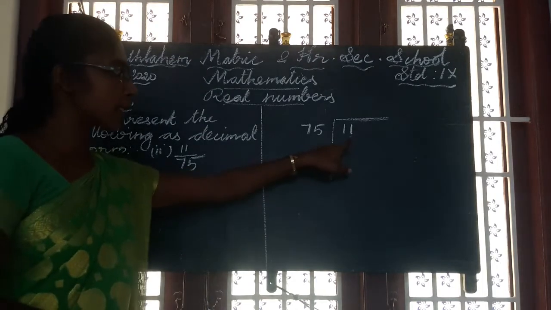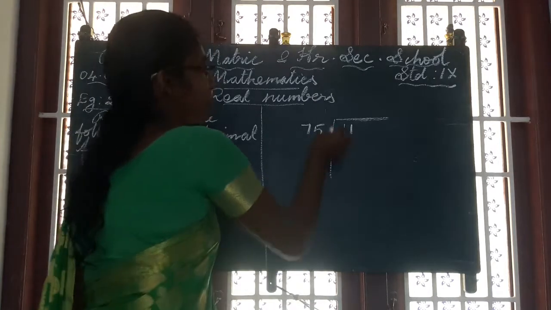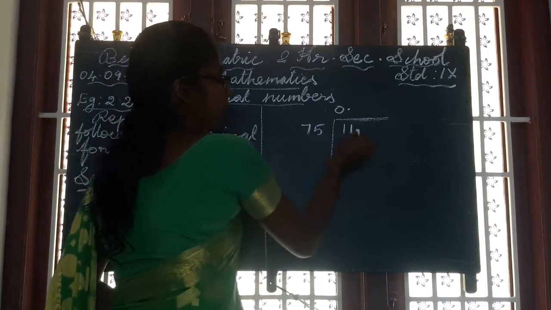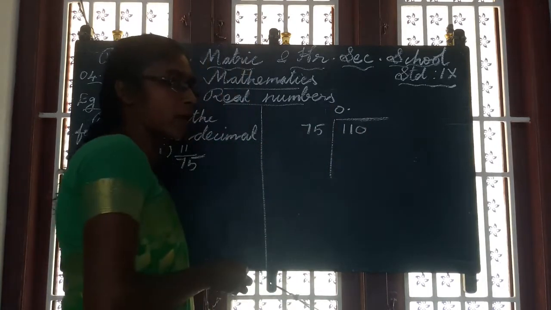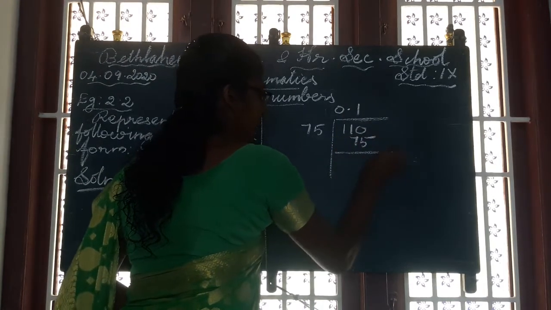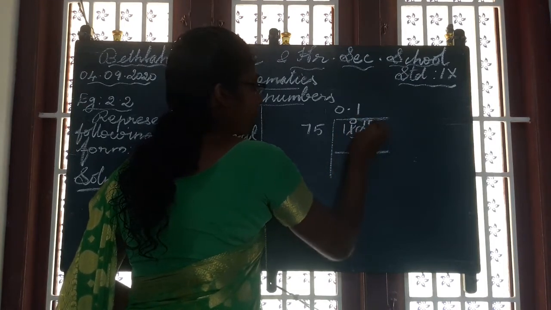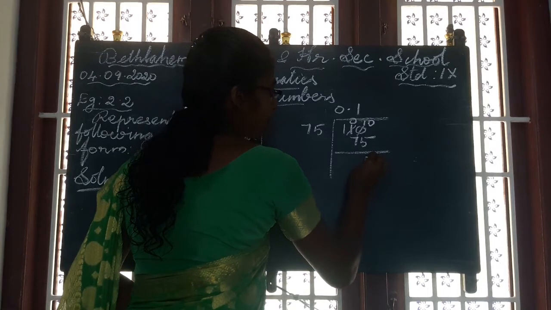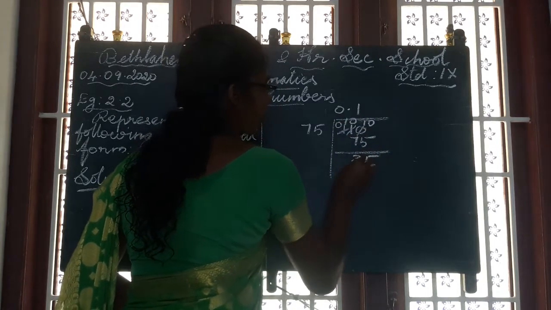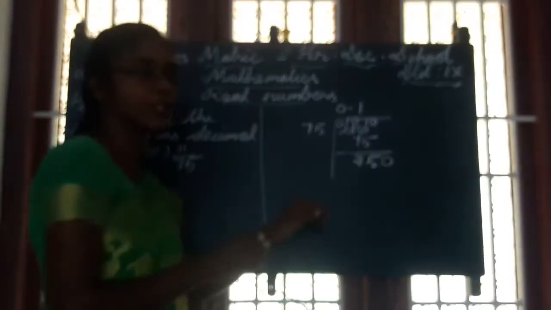Now we check this number. 11 is less than 75, so you have to write 0 point. Then here also you have to write 10. First, 1 times 75 will get 75. Here 0 balance. Here 10 minus 5 is equal to 5. Next here 0, here 1. So 35 is the remainder.